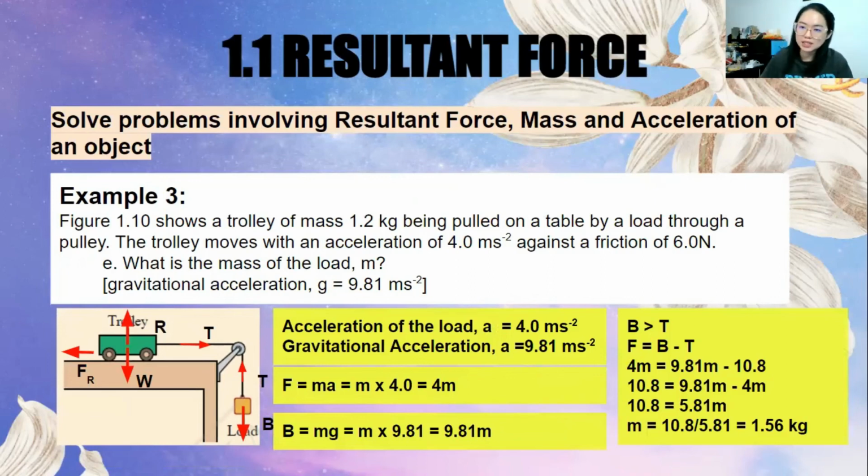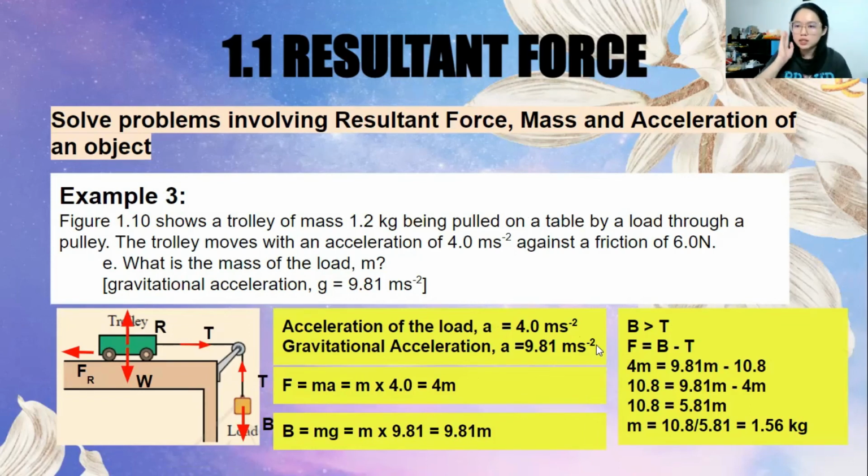Like I said just now, when you answer the question on the trolley, you are only looking at this part. But for this question, because I'm going to answer about the load part here, I'm going to only refer to this free body diagram, this B and T part. I know that the acceleration of the load is 4 meters per second squared, moving down. And the gravitational acceleration is 9.8 meters per second squared. This is what I know.